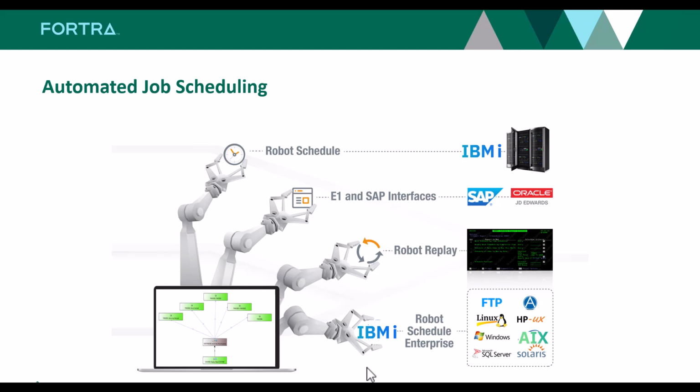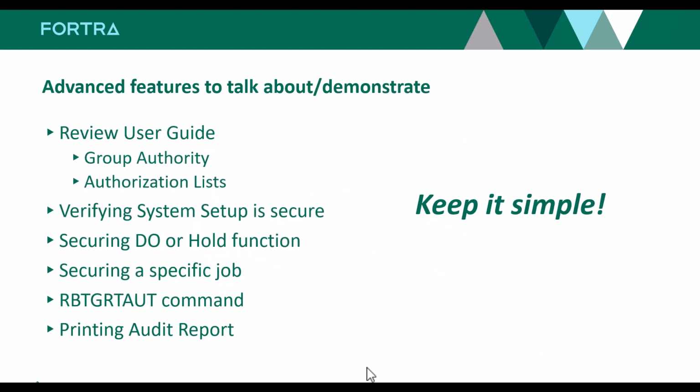Underneath the covers, Robot Schedule uses TLS 1.3. In this particular video, we're going to look at the user guide. We didn't do that in the last session. Probably should have. We'll talk a little bit about group authority and authorization lists. Then we're going to verify the system setup itself is secure, because it doesn't ship that way. I recommend a couple of changes there.